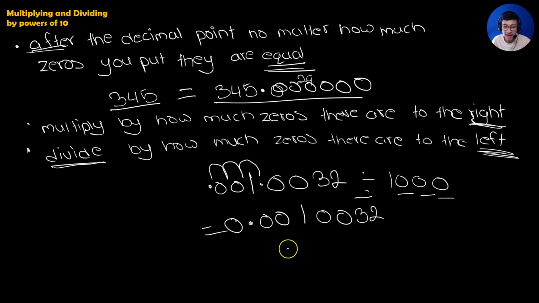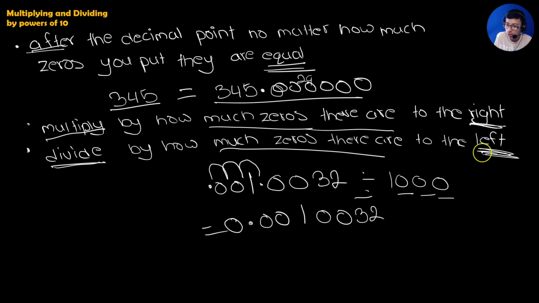So now let's recap what we have learned today. When we are multiplying and dividing by powers of 10, we have to remember, friends, our little tip here. And when we are multiplying, we need to remember how many zeros there are and that we are going to the right. And when we are dividing, it's the opposite. We have to count how many zeros there are, and we have to go to the left.